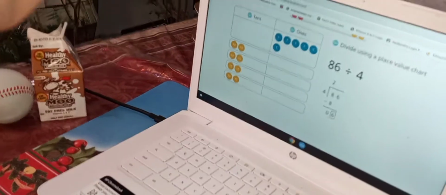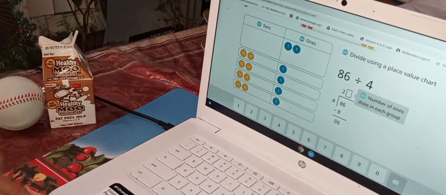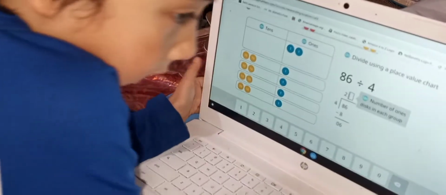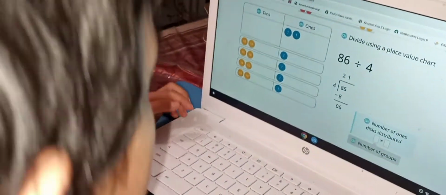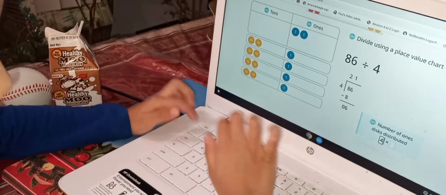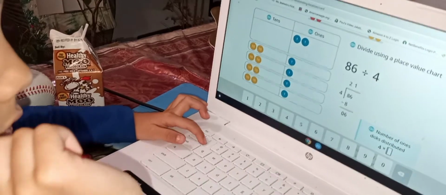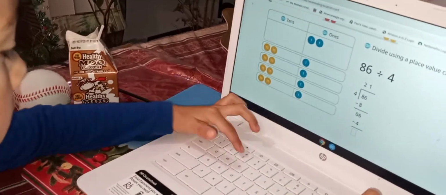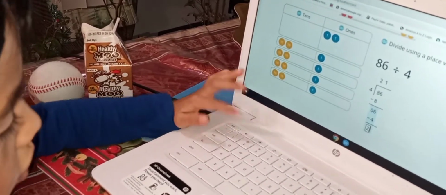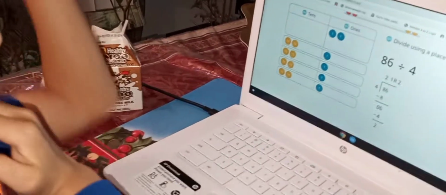Alright, now you divide 6 divided by 4. How many 4s can you get from 6? That equals 1. Alright, write down 1. Now you multiply 4 times 1, which equals 4. And now you subtract. 6 minus 4 equals 2. So your remainder is 2. And your quotient is?